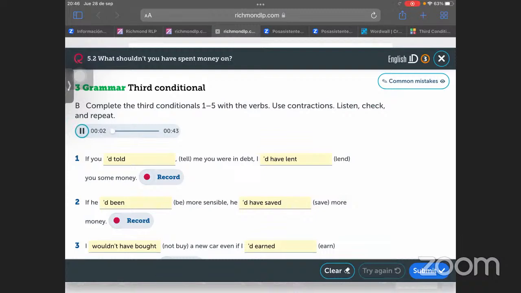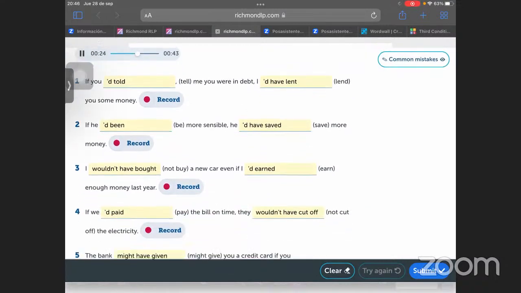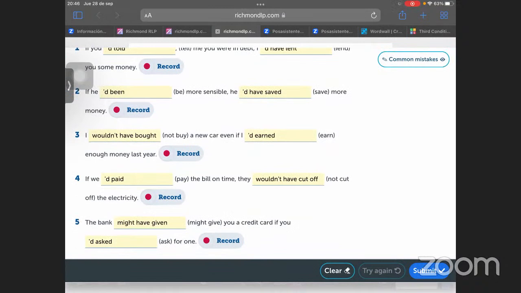Audio 5.6. 1. If you'd told me you were in debt, I'd have lent you some money. 2. If he'd been more sensible, he'd have saved more money. 3. I wouldn't have bought a new car, even if I'd earned enough money last year. 4. If we'd paid the bill on time, they wouldn't have cut off the electricity. 5. The bank might have given you a credit card if you'd asked for one.